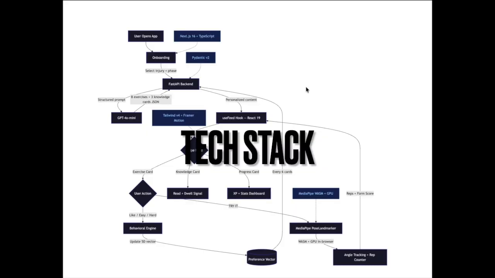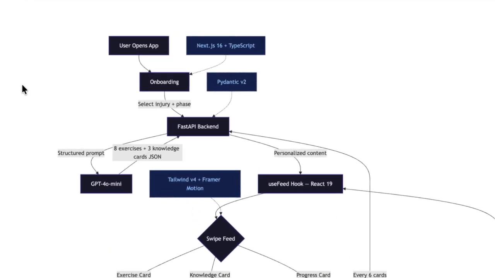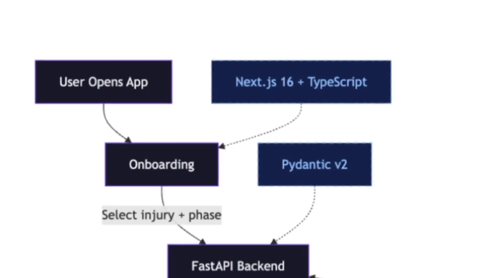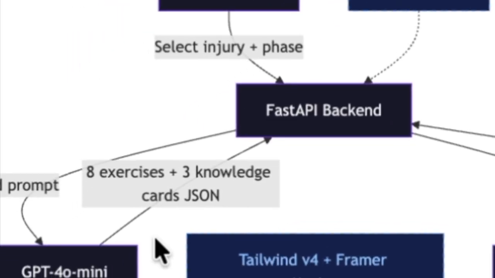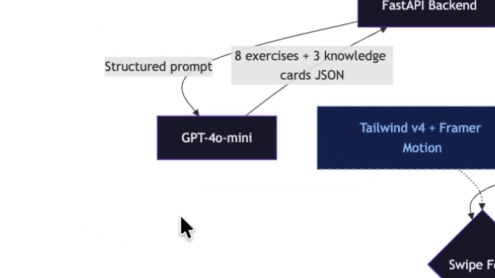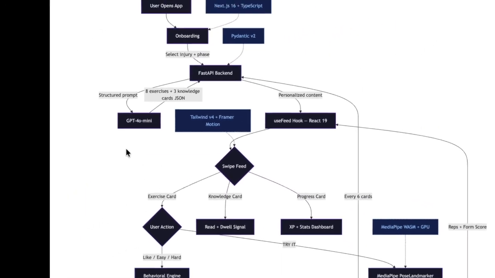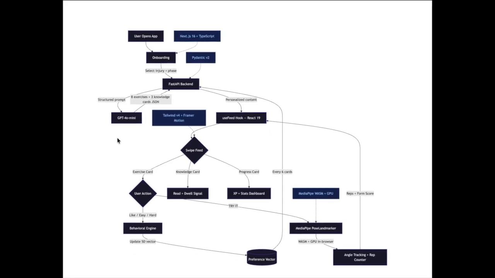It starts with our onboarding. The user selects the injury and recovery phase, and that gets sent to our FastAPI backend, which builds a prompt to include their condition, phase, preference weights, and exercise history. GPT-4o Mini returns the cards back as JSON, and each exercise comes back with a detection object with joint triplet nodes to highlight and measure resting angle, active angle, and form scoring thresholds. The LLM essentially configures our computer vision pipeline per exercise.